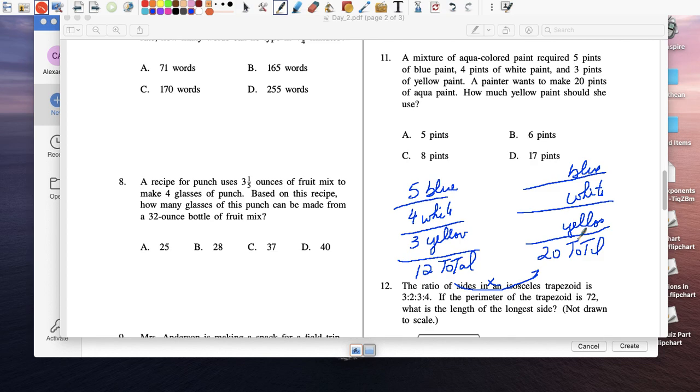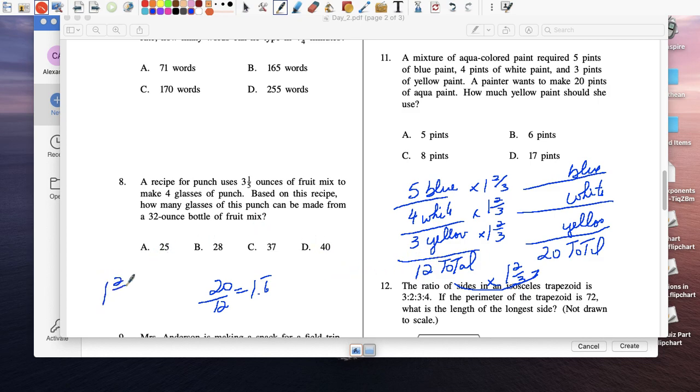Which is 1.66, or we're actually going to use a fraction here. 1 and 2/3. So if you did 20 divided by 12 in your calculator, you're going to get 1.66. So instead of using 1.66, you can change it to a fraction and use 1 and 2/3. So now you know that everything is times 1 and 2/3, times 1 and 2/3, times 1 and 2/3. Let's just use 1 and 2/3. I don't want to confuse.